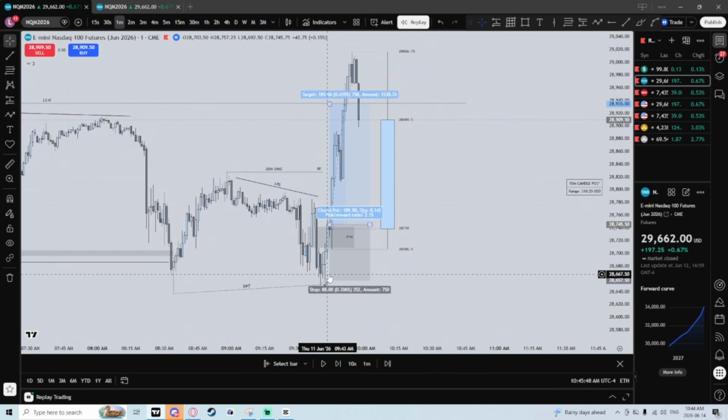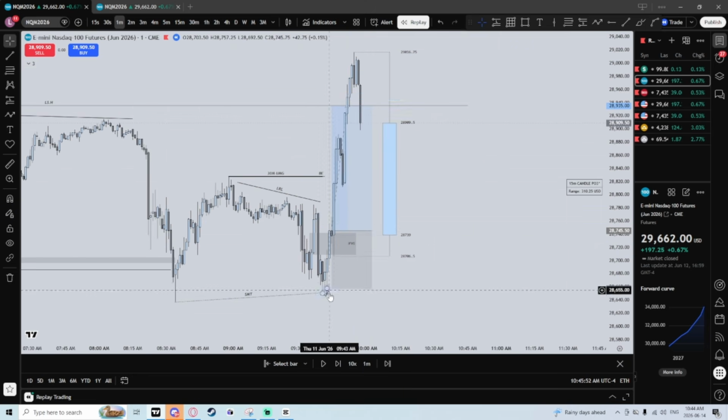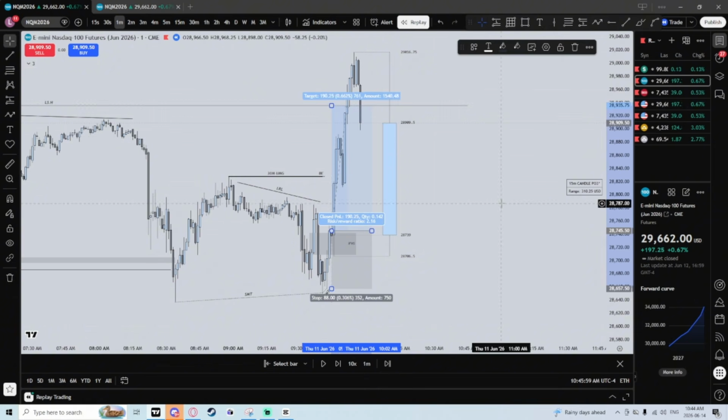And as soon as we get that internal SMT, we get our 1 minute IFVG to the upside. And then obviously it delivers the full take profit. You could have taken a 1-to-1 to this 30-minute IFVG like most. You also could have held all the way to London session high.